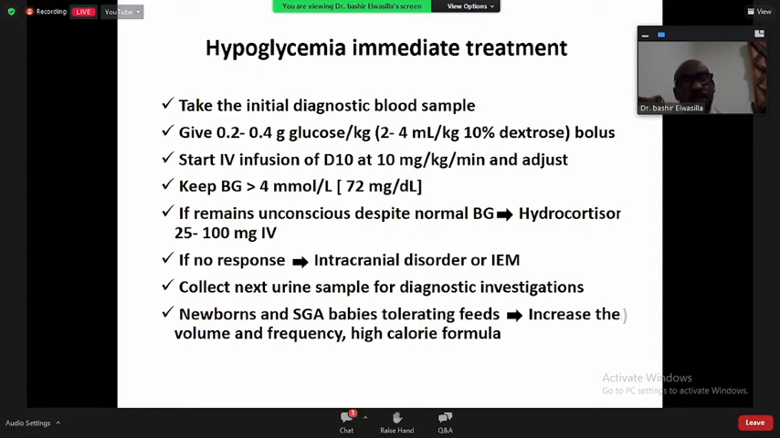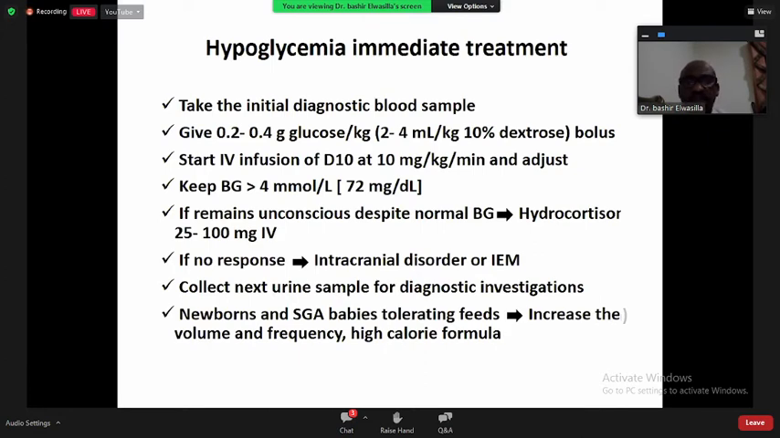Then you have to start an IV infusion of D10 at 10 milligrams per kg per minute at the start, and then you adjust. If it needs more, you can go higher with the concentration of the glucose, or if it is now corrected, you go down. The aim is to keep the blood glucose all the time above 4 millimoles per liter, which is almost equal to 72 milligrams per deciliter.